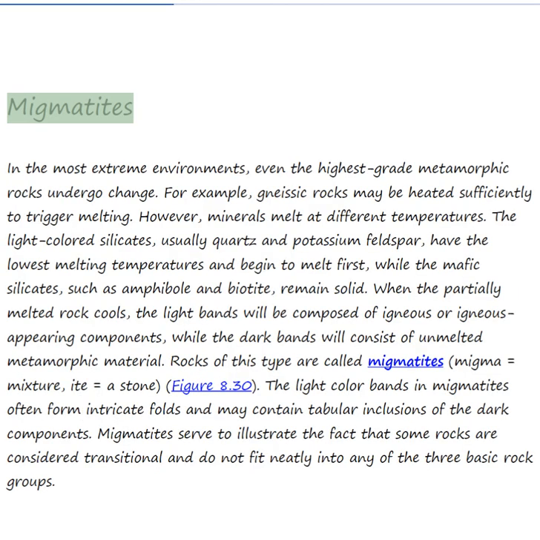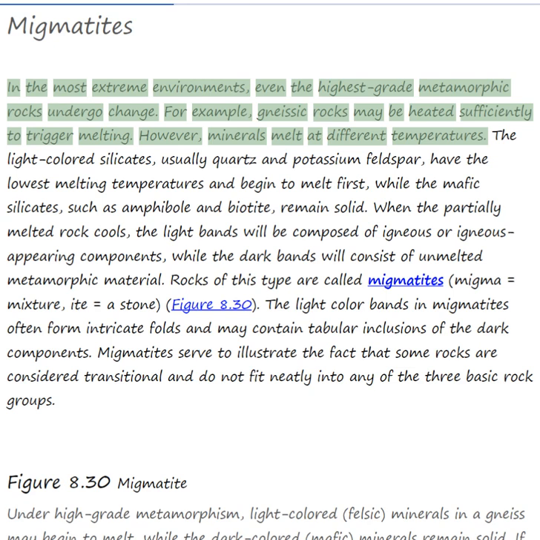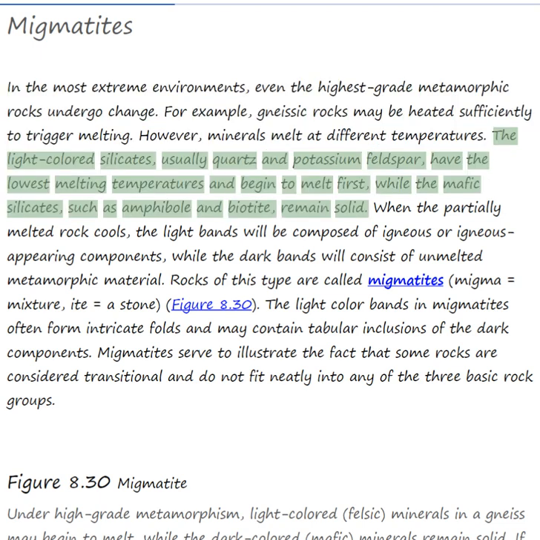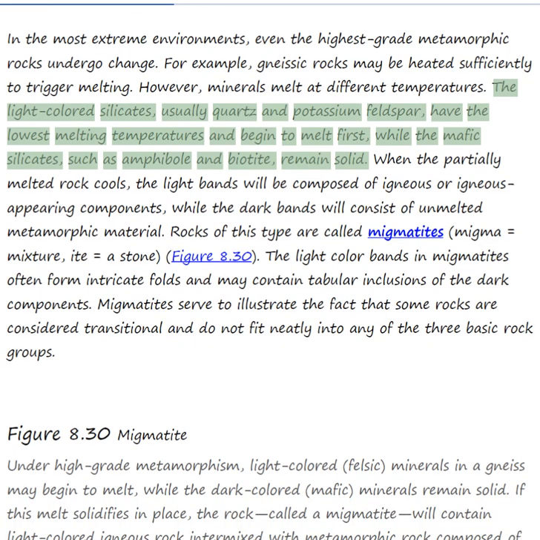Migmatites. In the most extreme environments, even the highest-grade metamorphic rocks undergo change. For example, gneissic rocks may be heated sufficiently to trigger melting. However, minerals melt at different temperatures. The light-colored silicates, usually quartz and potassium feldspar, have the lowest melting temperatures and begin to melt first, while the mafic silicates, such as amphibole and biotite, remain solid.